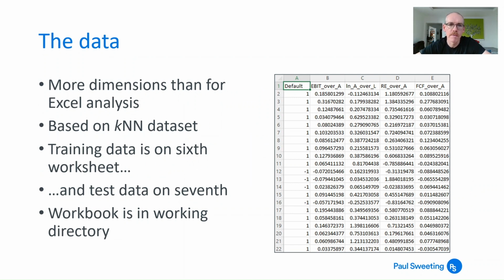Now, compared to the Excel analysis, where I was trying to make stuff as easy to visualize as possible, that's not something I'm so concerned with in R, so I'm going to use more dimensions. In particular, I'm going to use 4 variables, so G equals 4 for each firm, 50 firms based on the KNN data set. Here I've got the training data on the 6th worksheet. I've also got some test data on the 7th worksheet. And I've put the workbook in my working directory for RStudio. And what you see is under default there, whereas for KNN it was 0s and 1s, here it's +1 for a solvent firm and -1 for an insolvent firm.